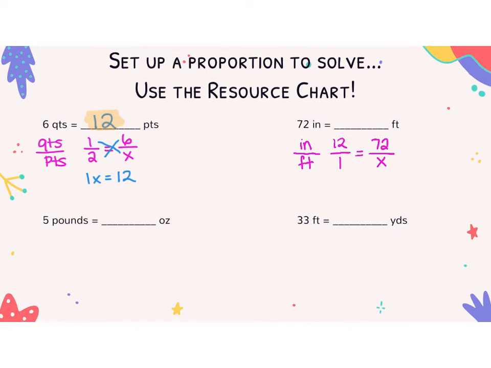Now we will cross multiply. 12 times x equals 1 times 72, which is 72. We will need to divide by 12 on each side to get x by itself, and when we do, x equals 6. So 72 inches is equal to 6 feet.